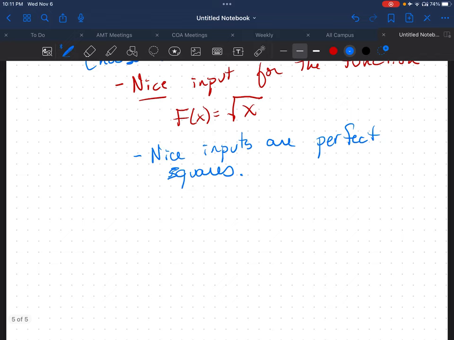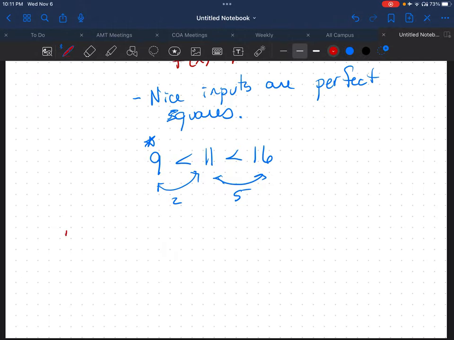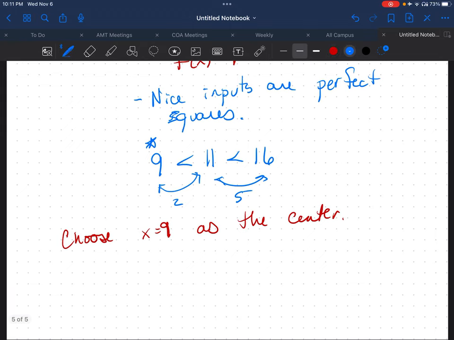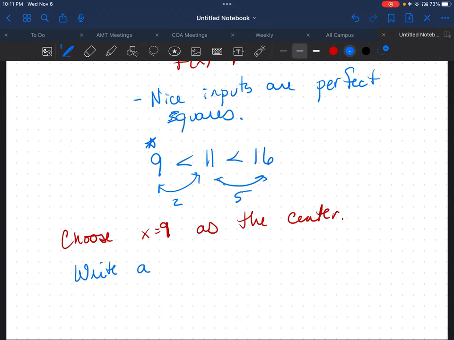So I know 11 is between two perfect squares, 9 and 16. It's closer to 9, so the distance here is 2 and the distance here is 5. So I might choose 9 because it's closer and it's still nice. So I'm going to choose x equal to 9 as the center. Right? And so I'm going to go through this process again. I'm going to write a new linearization.